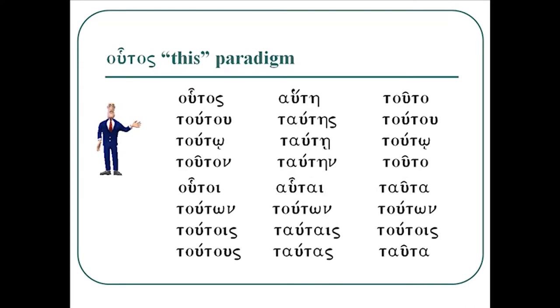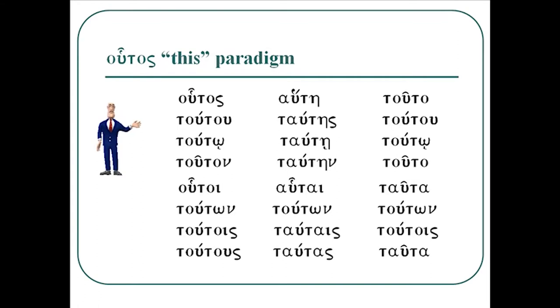Now here's the overview paradigm for houtos. You'll notice that there is no tau on the front of the nominative singular for houtos and haute, similar to the definite article that had ho and he. Touto, the neuter, does take the tau on the front. The endings on the backside are the simple 2-1-2 logos, graphe, hieron endings. Drop the noon on the neuter nominative and accusative singular, but the rest is the same.